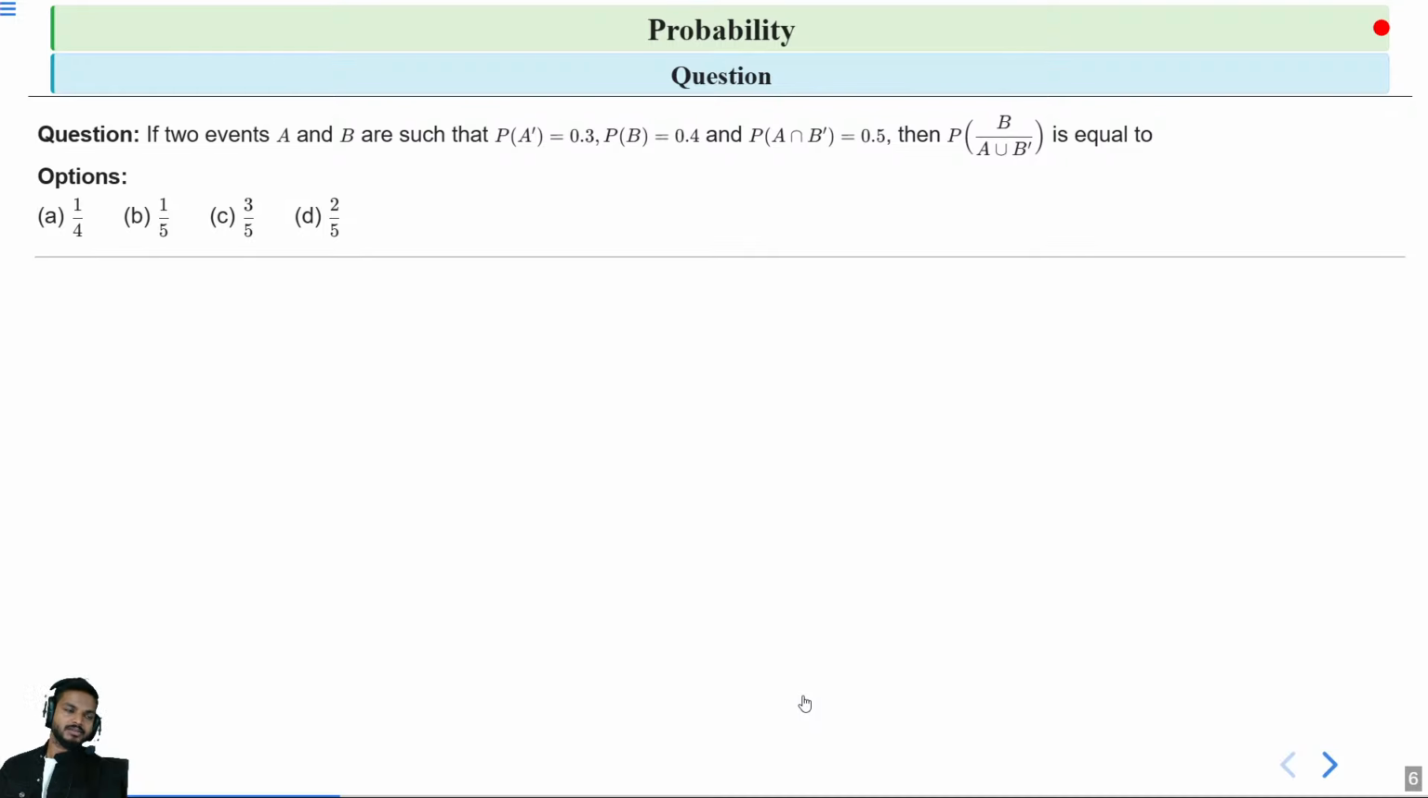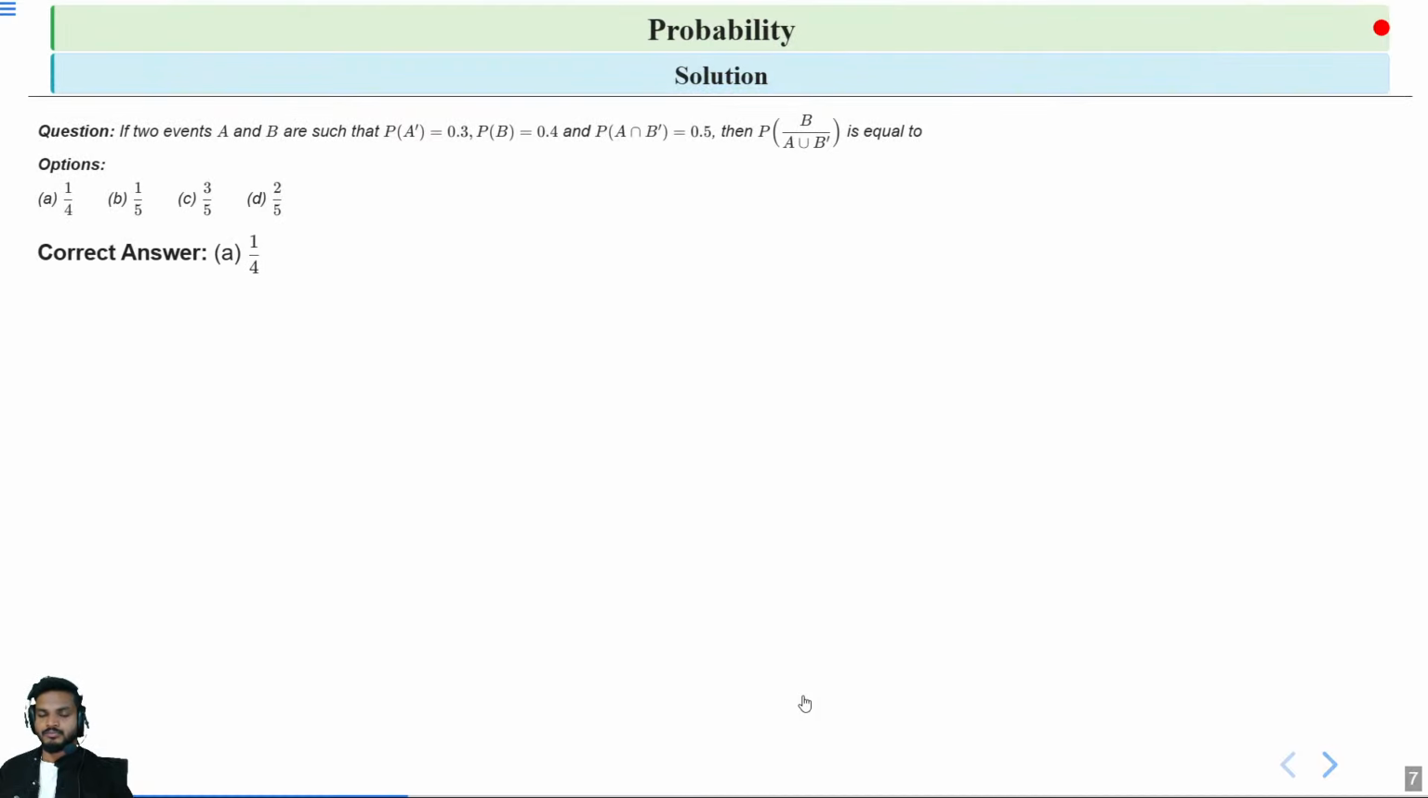Okay, option B, 1 by 5. So let's check. Correct answer is option A, that is 1 by 4. Okay, so let's see how we get this.